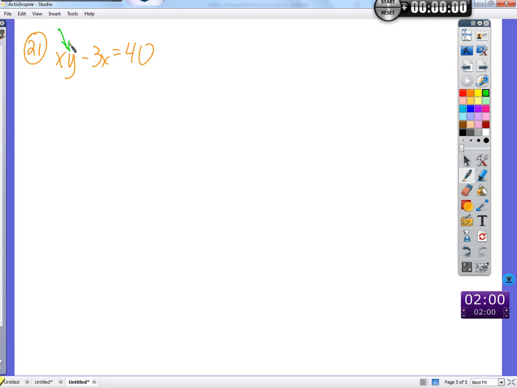Left side great, right side, it doesn't matter. We want it on one side by itself. So what's something, somewhere we could start? Yeah. I started by adding the 3x. Okay, yeah, if that was xy minus 12, you would add 12 to both sides. Same reasoning applies. If you're subtracting something, add it to cancel it out.